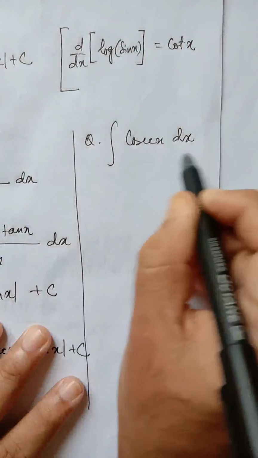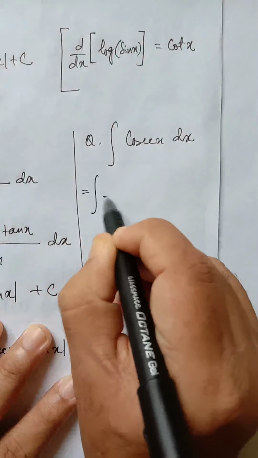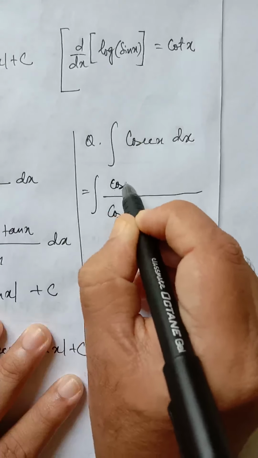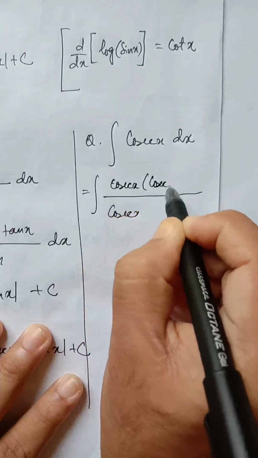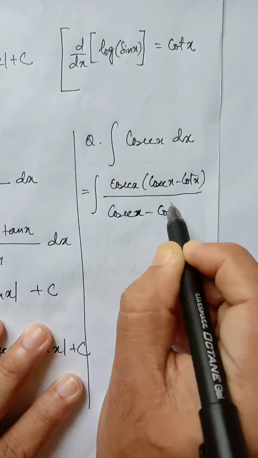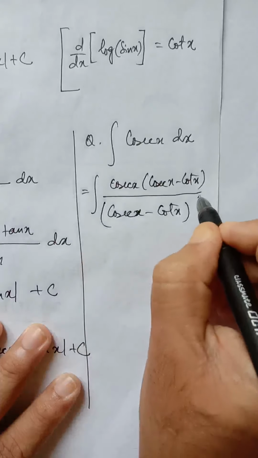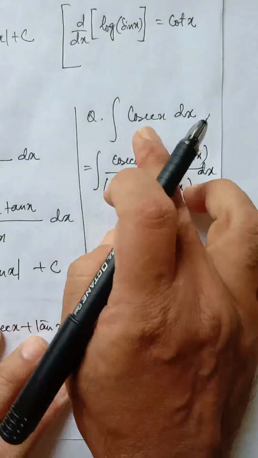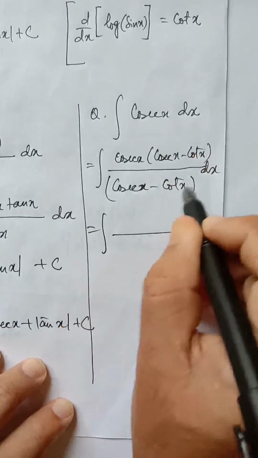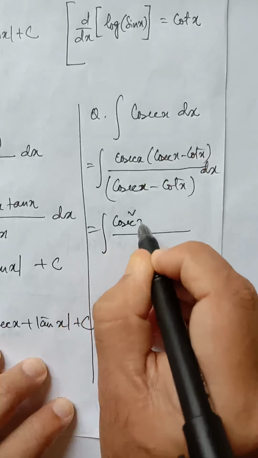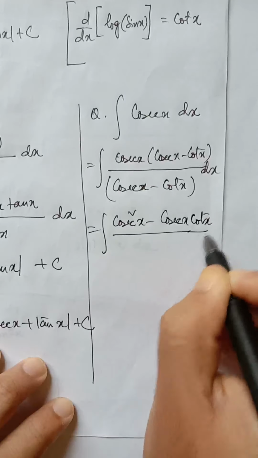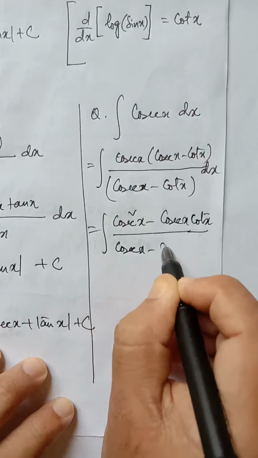Next, to integrate cosec x dx, we will multiply both numerator and denominator by cosec x minus cot x. Our numerator will become cosec square x minus cosec x into cot x, and the denominator will become cosec x minus cot x.